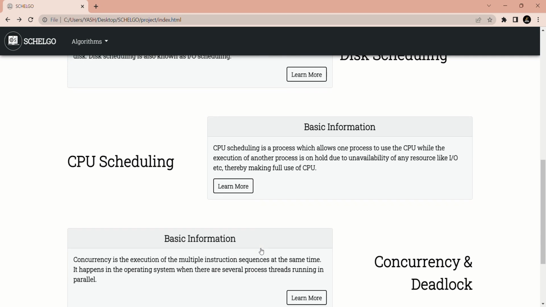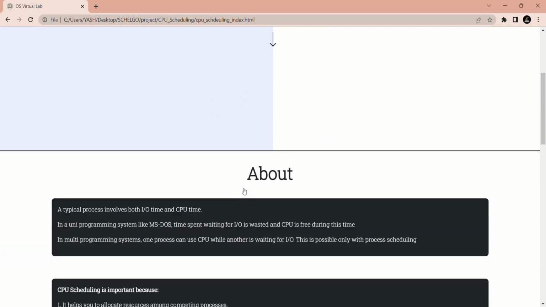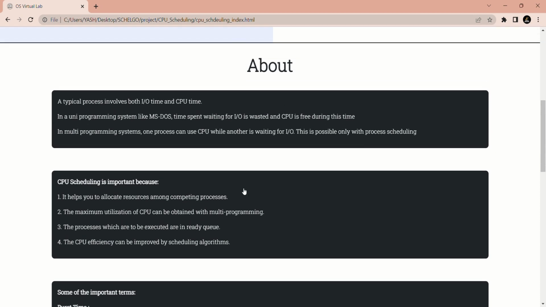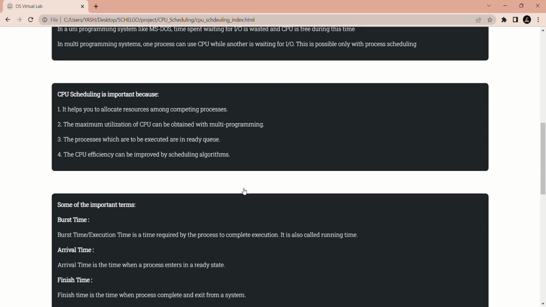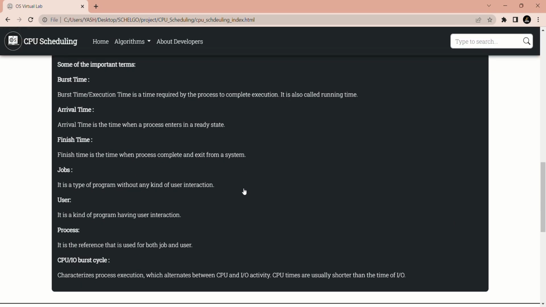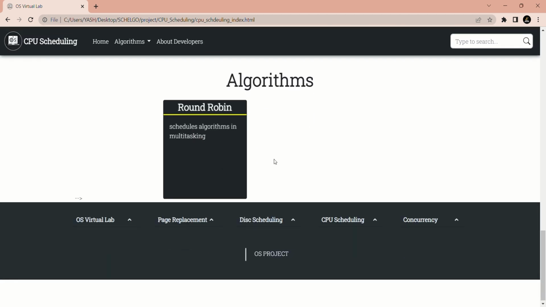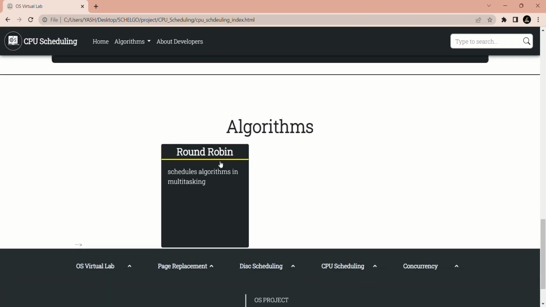After that, we implemented CPU scheduling. There is information given about the CPU scheduling. In CPU scheduling, we inserted an example, that is round robin. We also gave information about which factors are needed to proceed with CPU scheduling. That is arrival time, burst time, finish time, how many processes are there, average turnaround time, average waiting time, etc. We also give information about round robin.